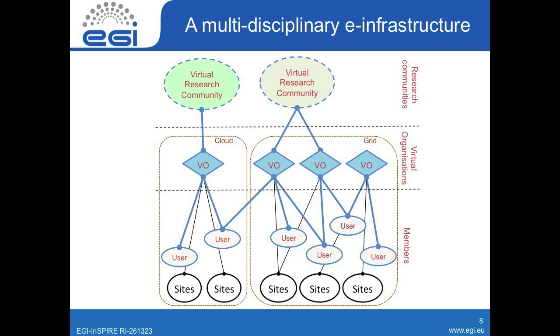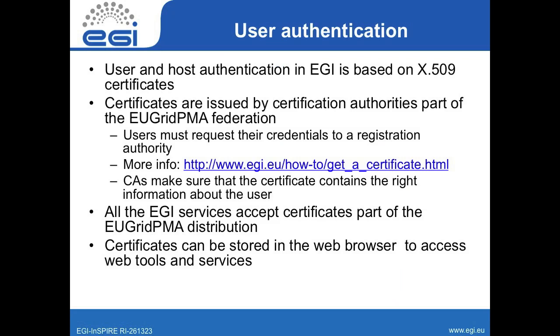Of course, there are finer grained authorization mechanisms beside the virtual organization. This is basically how users can enable resources. They can ask to have their virtual organization enabled in a site. How are users authenticated? Well, authentication in EGI is based on X509 certificates. The certificates are issued by certification authorities, part of the EUGRID PMA Federation, which is also part of the IGTF Federation, that is the International Grid Trust Federation.